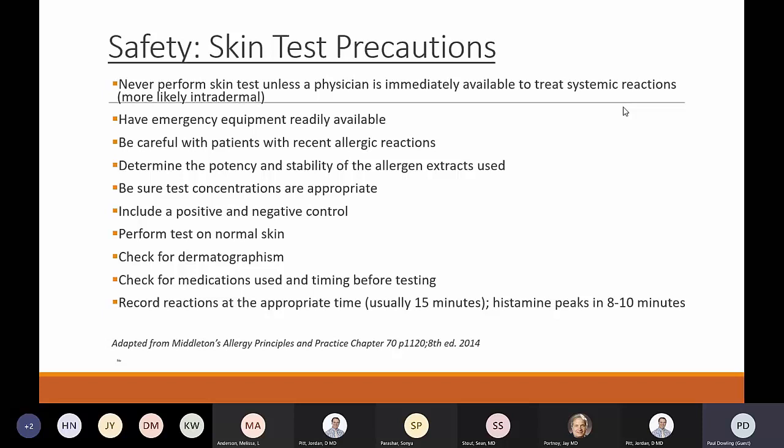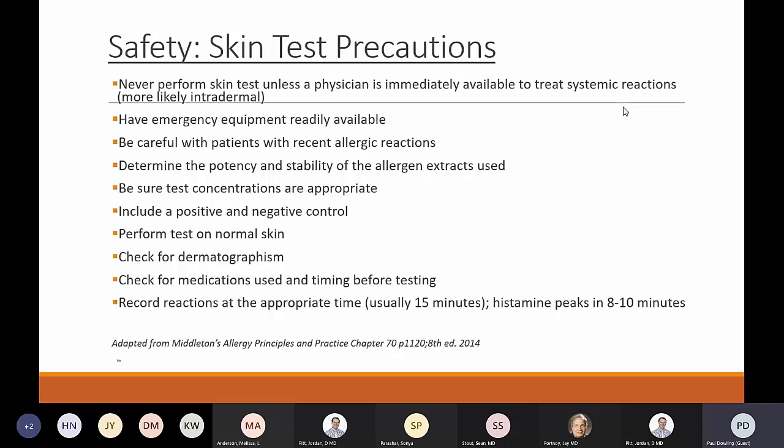And again, it's worthwhile asking a parent before you do skin testing if the child has any evidence or signs of dermatographism. And often we'll take a tongue blade, or I used to use the blunt end of a Q-tip, and just make a small scratch on the forearm of the child and go back and look at it in a few minutes to see if they're reacting or not. Because if someone is significantly dermatographic, it makes it very difficult to interpret skin testing.